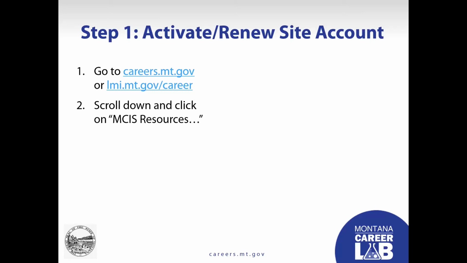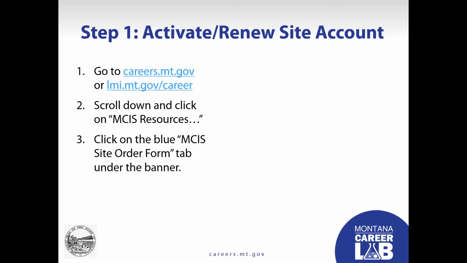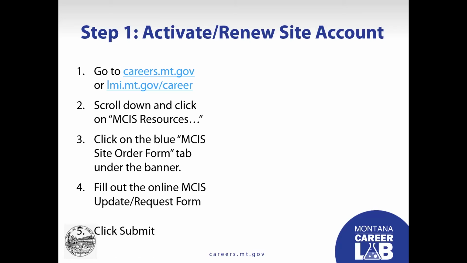And then you're going to scroll down and click on the MCIS resources section. Then you're going to see a little blue icon, and it's small. It's located directly under the graphic banner at the top of that page. So we're going to be working on that to make that more prominent on that page so you don't miss it. But it is right there. You just click on the little blue MCIS site order form button, and that will bring the form up. So fill out the online form and click submit.